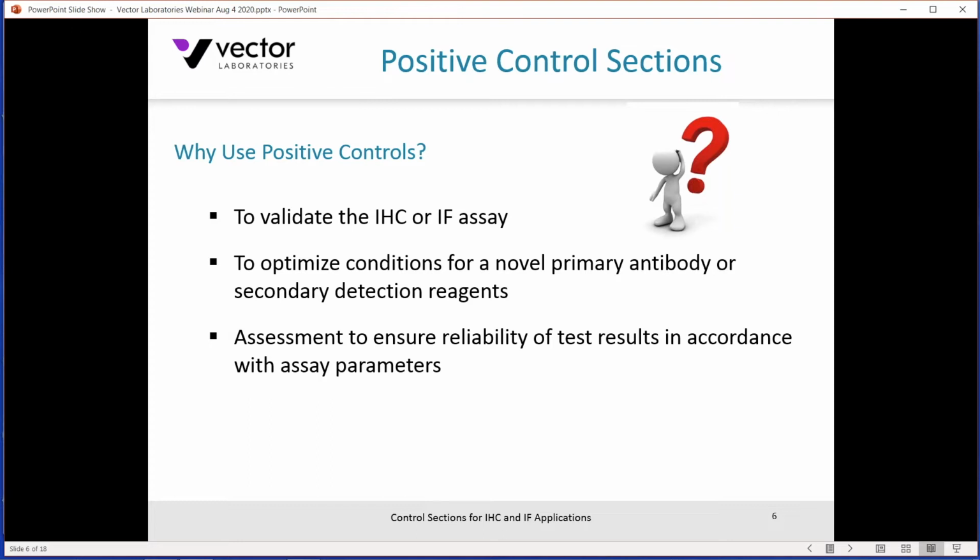The final point I've got here is periodic assessment to ensure reliability of the test results in accordance with the assay parameters. Essentially what I mean by that is if you do get unusual or atypical staining in the test specimen, you may start to question, gee whiz, is this a great finding? Is this something I should report on? This is where a positive control should be run in parallel, and that way it gives you confidence on whether or not that particular observation is in fact accurate or true, or maybe artifact for some reason.